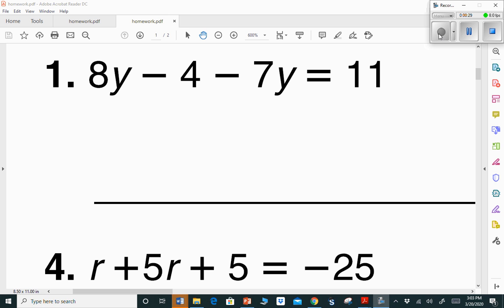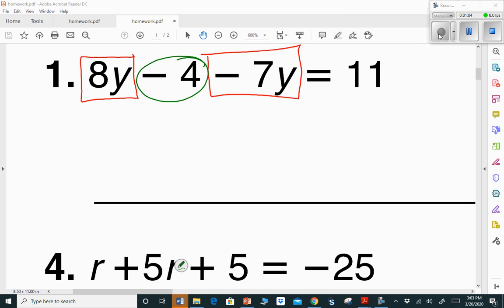Copy question number 1 down. 8y minus 4 minus 7y equals 11. Now you want to get all of your y terms on one side and all of your constants on the other side. That's the first thing you want to accomplish. So I see that I've got 8y and I've got negative 7y. So let's keep the y's over there on the left, and let's take this constant minus 4 and let's get it away from that side.